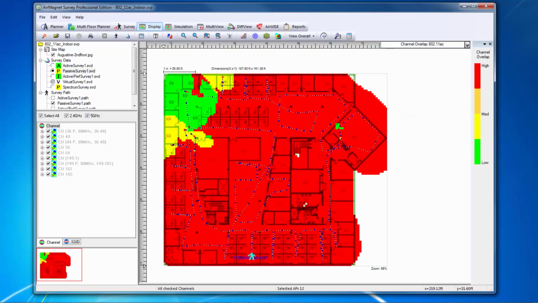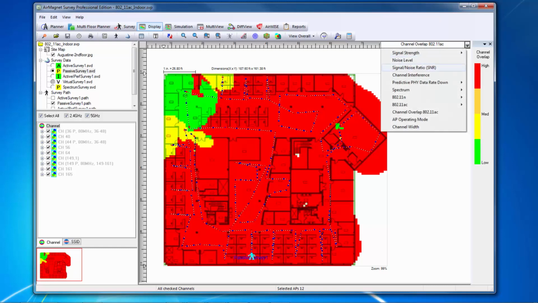The channel overlap 11ac heat map shows me where I have overlapping channels within my site, as 802.11ac allows for channel widths from 20 to 160 MHz. It is very valuable to look at this data and understand whether or not my wider channels can viably be used in a given deployment.